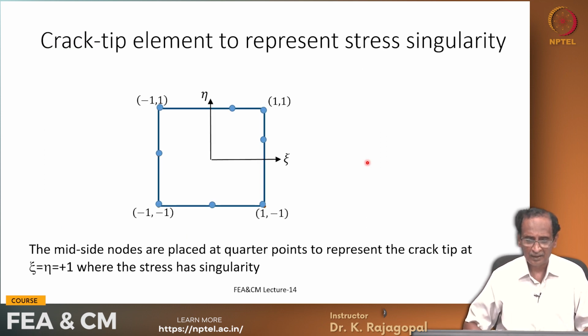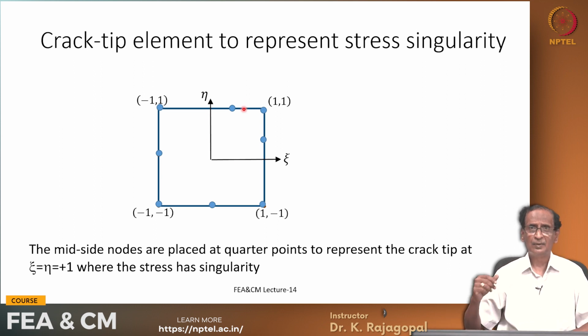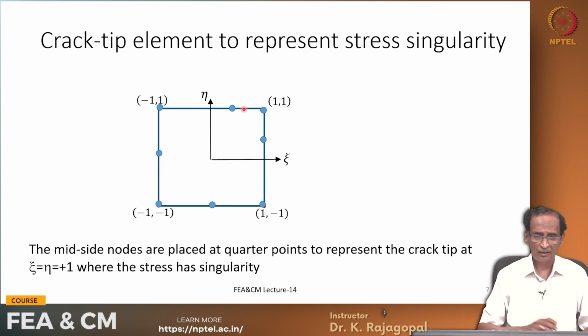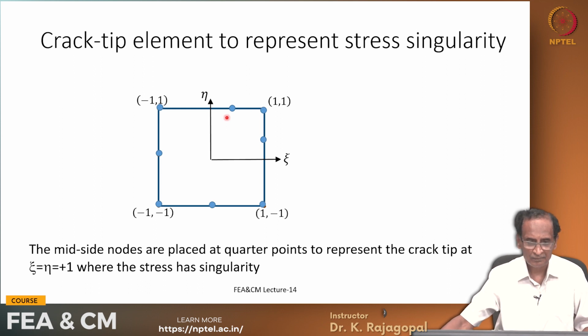Or sometimes we can exploit the nature of these elements for a special case, like say one element called the crack tip element, which is developed by locating these intermediate points at 1/4 the distance. These are called quarter points, and by locating these two very close to this point, we can simulate the stress singularity at this point.